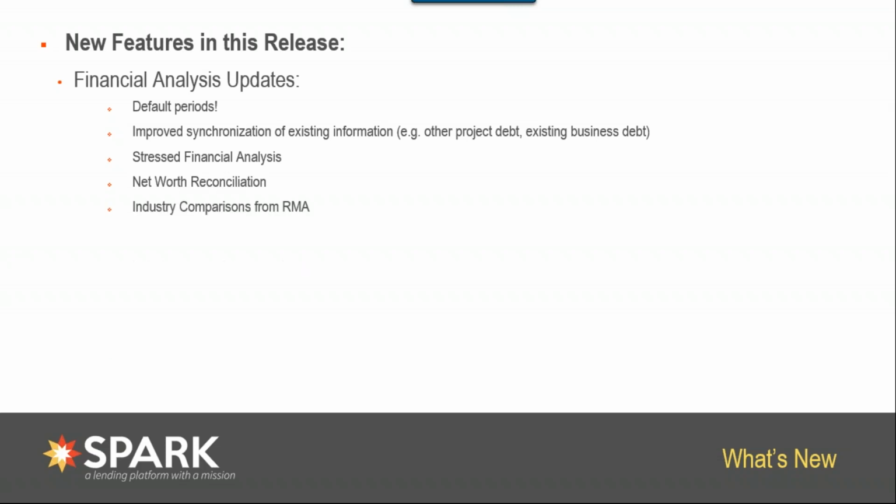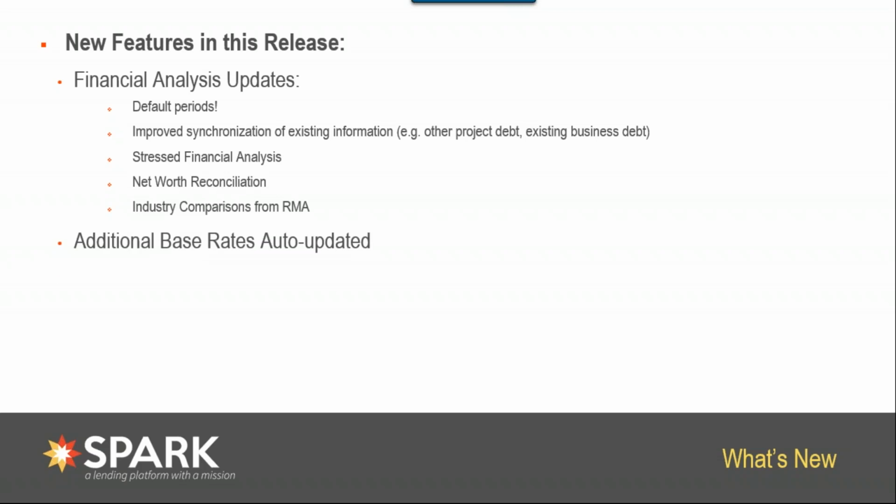We've also added the comparisons from RMA data. This is going to be a premium Spark feature, so that's going to be available with an additional monthly cost. Instead of using the ratios tab on the financial analysis, it would be replaced by a comparisons tab. So if you and your organization are interested in having RMA data as part of your financial analysis, just reach out to the Spark support team and we can help get that set up for you.